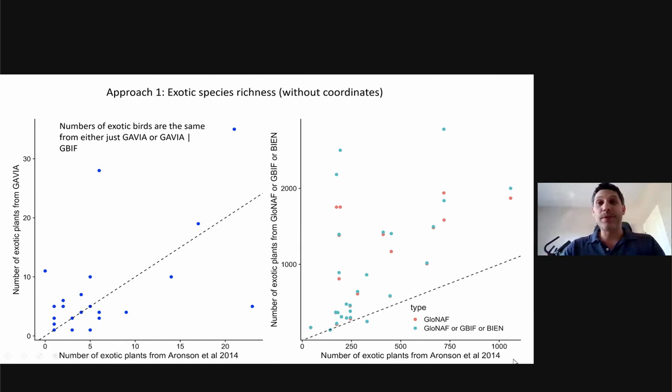That could be for a couple reasons. It's obviously 6 years later, depending on when they pulled the data for Aronson et al., likely beforehand. And so we can see how we're comparing to the data, the biodiversity of exotic species found in that paper and what we found using our method.